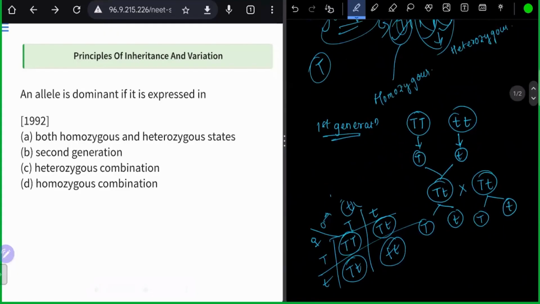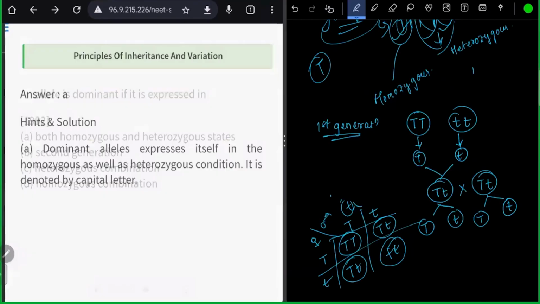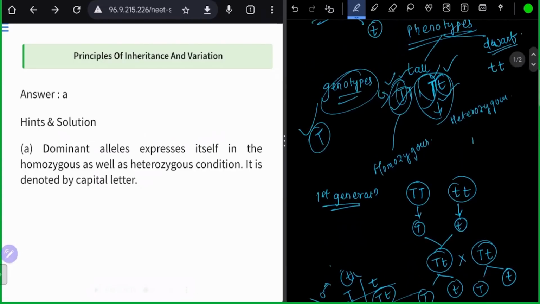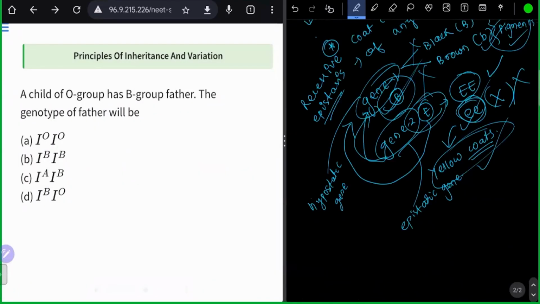So in option C, heterozygous combination, and option D, homozygous combination: in the heterozygous combination the effect of dominance is seen, and in the homozygous condition also the effect of dominance is seen. So the answer will be both homozygous and heterozygous state. You can see the answer is A: a dominant allele always expresses itself in homozygous as well as heterozygous condition. It is denoted by a capital letter. Here it is capital T. Now we'll see the next question.